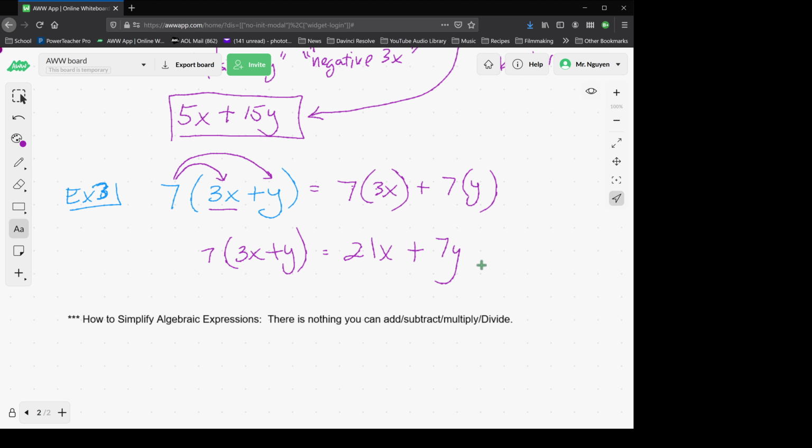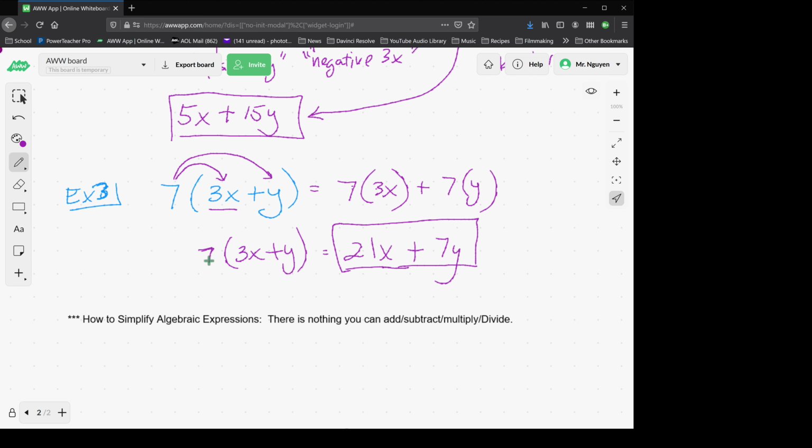Now, when you look at this problem here, we have 21x plus 7y. There is nothing further you can do. You can't add 21x and 7y. You can't subtract them. There's nothing you can multiply. There's nothing you can divide. So this is done. That is simplified.